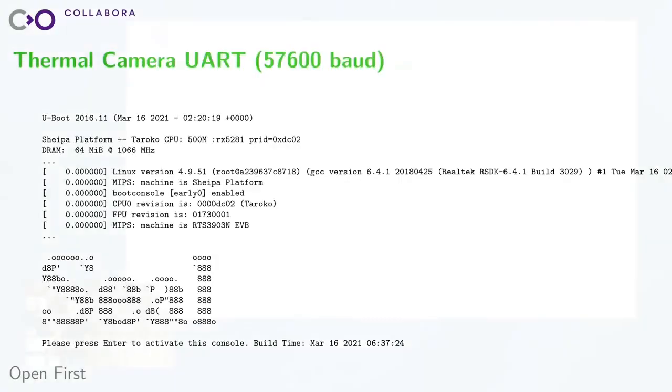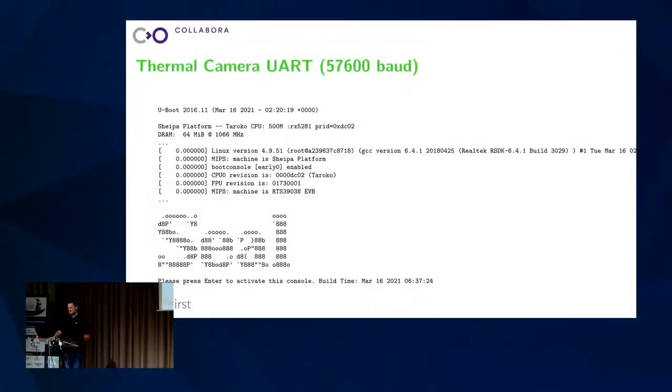But if you remember, there was another serial interface, and I was like, okay, let's have a look at that one. It has a really weird baud rate, but then once you connect an adapter and read it out, you see, oh, there's another U-Boot. And it's a bit more recent. And it's a completely different platform. So apparently the sensor itself is also running Linux on some kind of MIPS machine from Realtek, which is usually used for IP cameras.